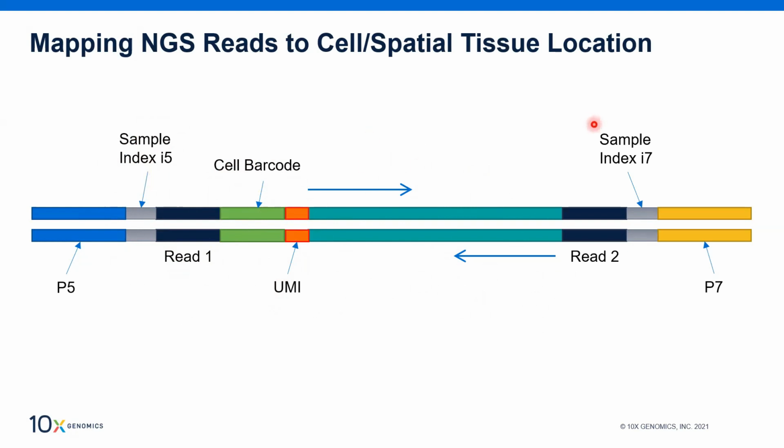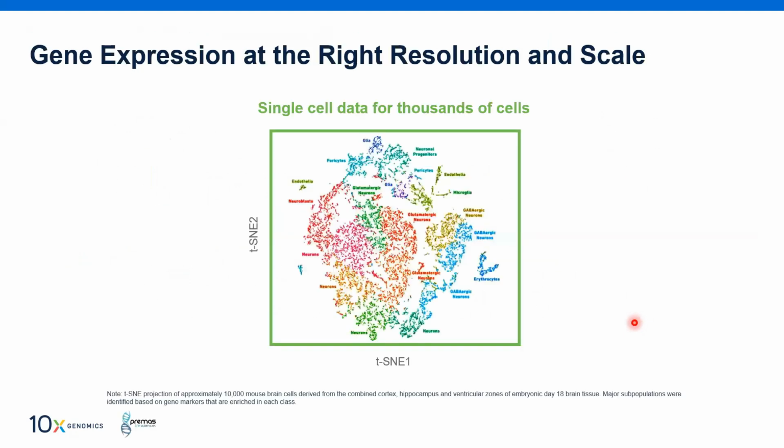So sample indexes are just to multiplex multiple samples for a sequencing run. Hope this is almost clear to everyone. Now, how the data looks on a t-SNE plot. This is a plot where you can see different dots.